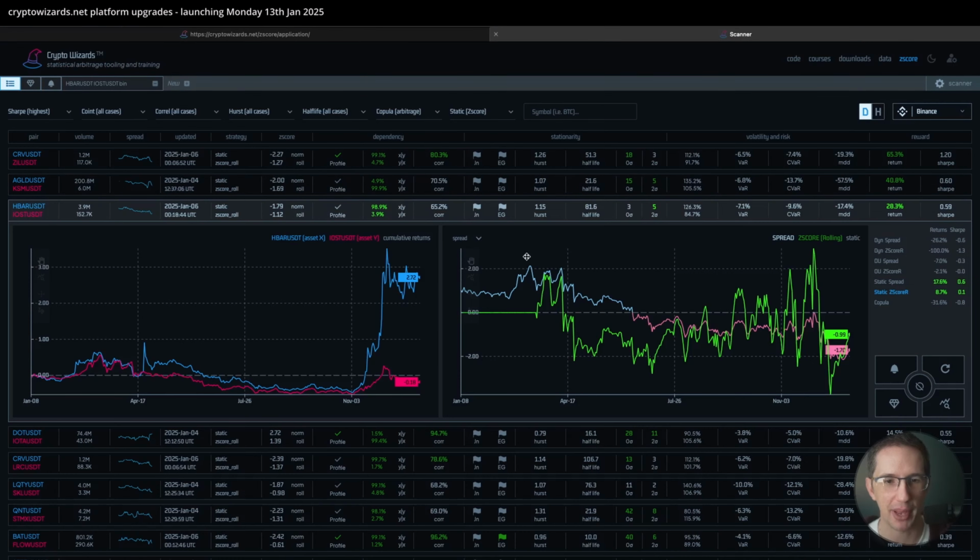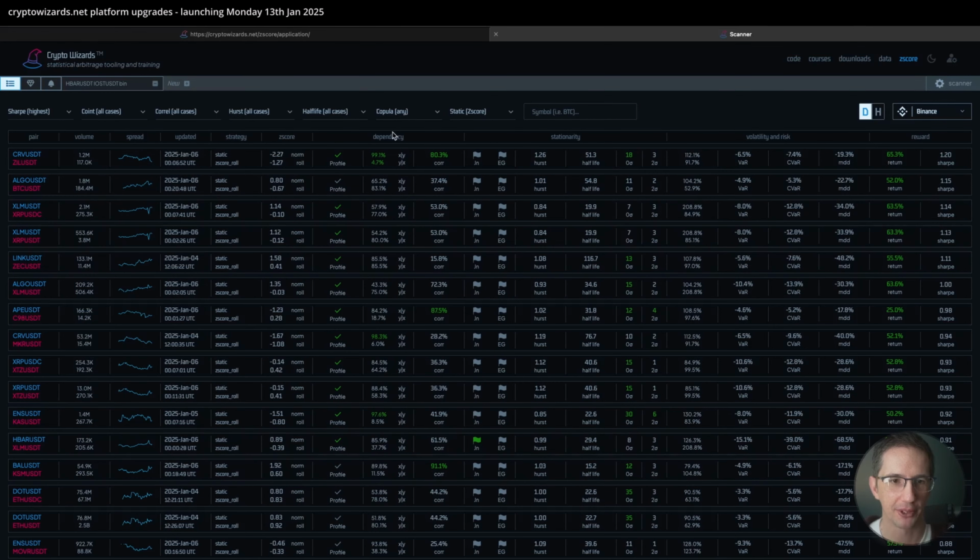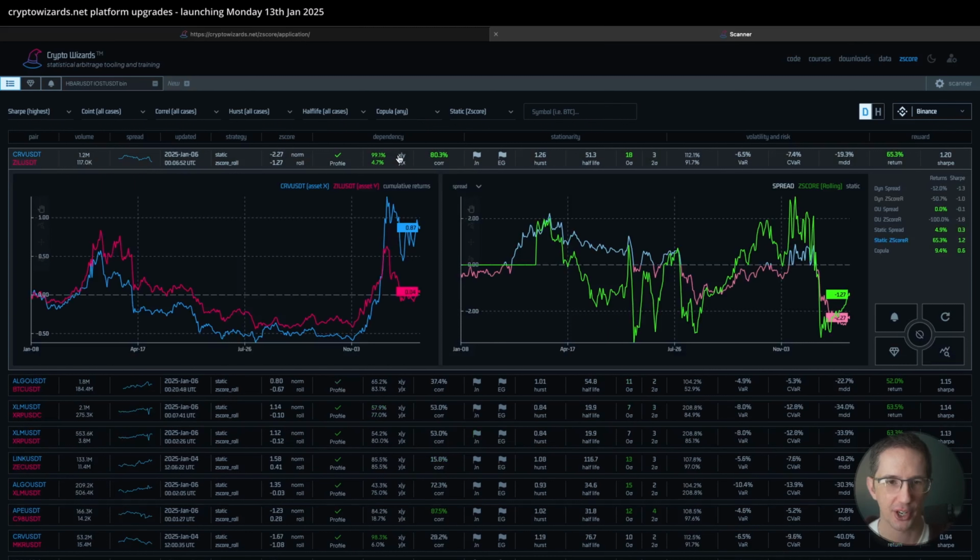So here I'm going to jump back over here to our scanner to keep going through the information. So that's what this over here is telling you. And let's also take off that filter for Copula arbitrage opportunities. Here's the correlation as well. So this is the Copula-based correlation. So this is based on prices.